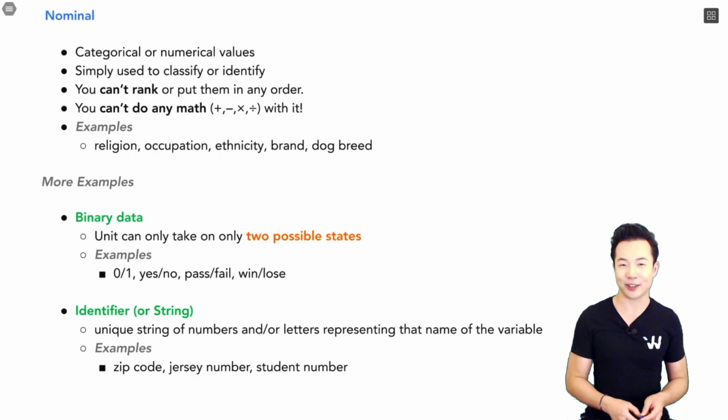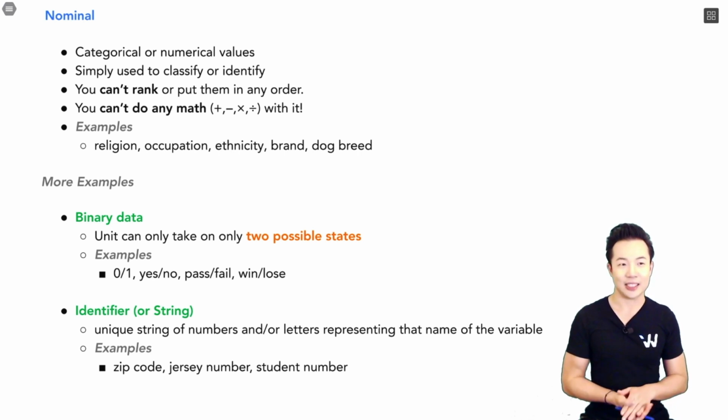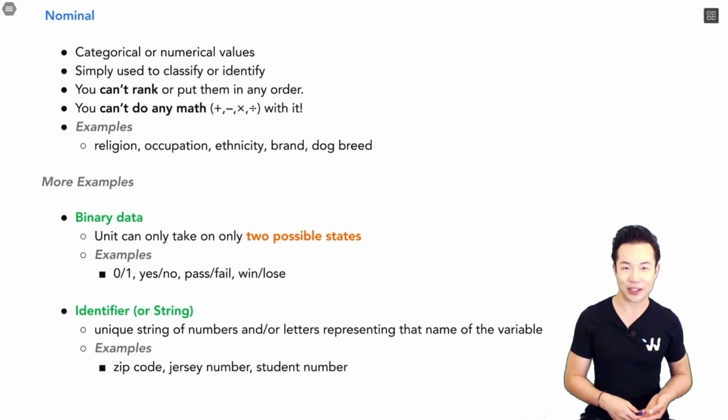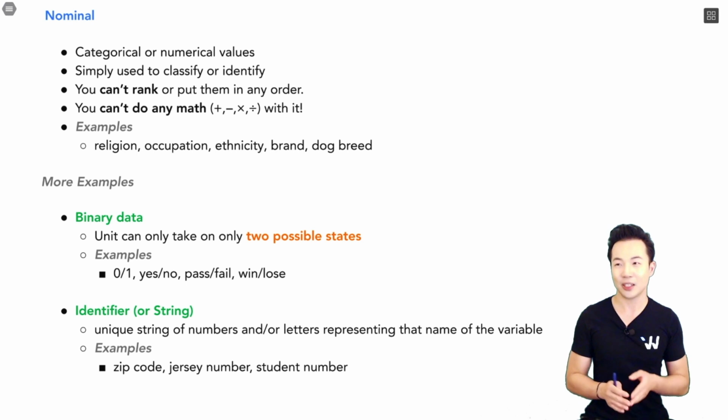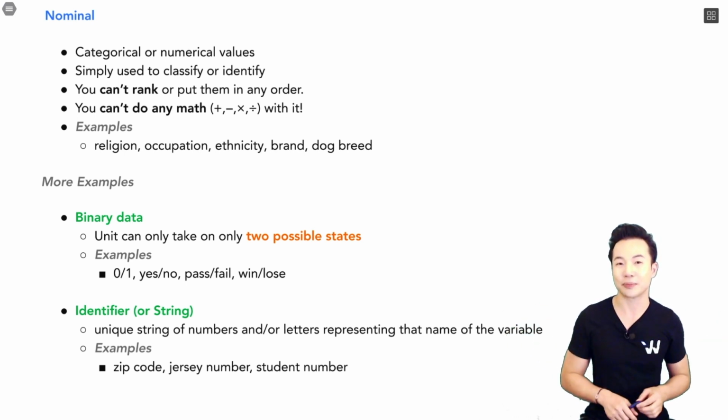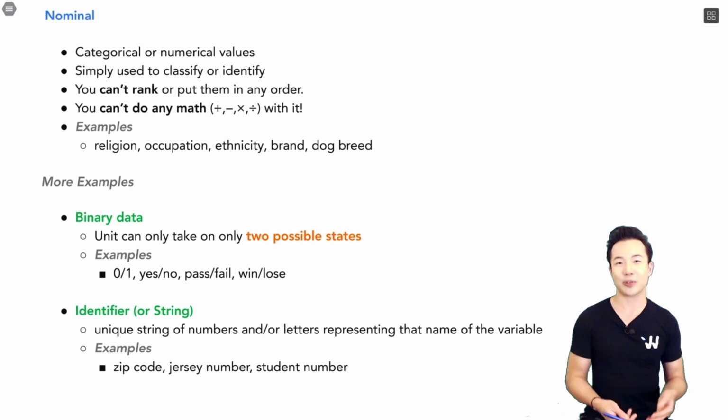There are 2 special cases of categorical variables. The first one is binary data. That pertains to units that can only take on 2 possible states. 2 and only 2. Yes, no, 0, 1, pass, fail, win, lose. There's no other possible events besides those 2. So those are binary.